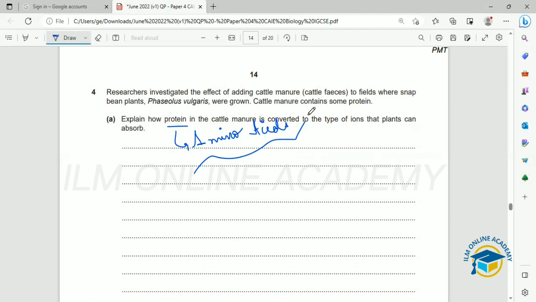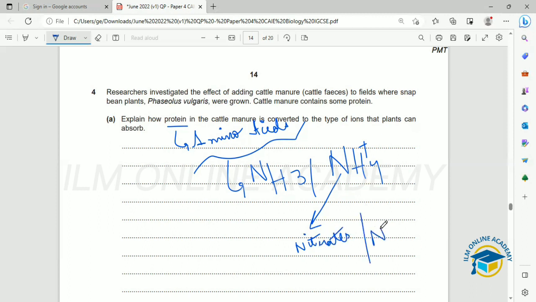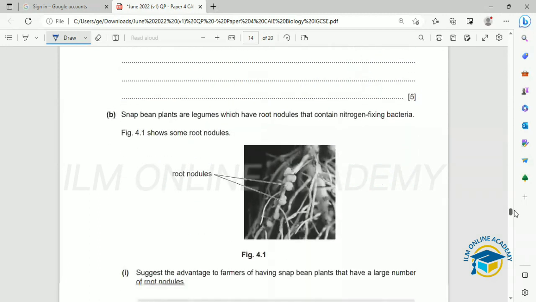Then these amino acids would be deaminated. Okay, the deamination would be carried out on the amino acids, and as a result, ammonia would be produced. All right, and then that ammonia, ammonia gas or ammonium ions. In the form of ammonium ions containing salt, the plant can actually receive the nitrogen. But still, these NH4 can be converted into nitrates or nitrites, NO3, by nitrifying bacteria. Okay, this would be done by nitrifying bacteria. So you're going to write all of whatever I have explained to you.